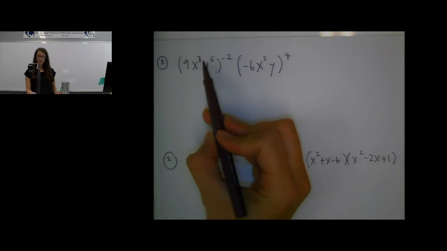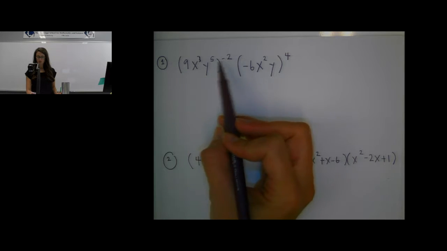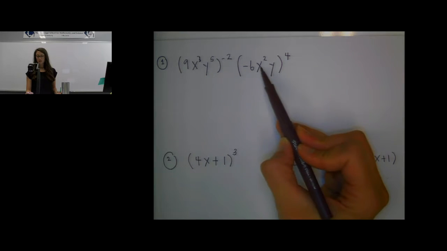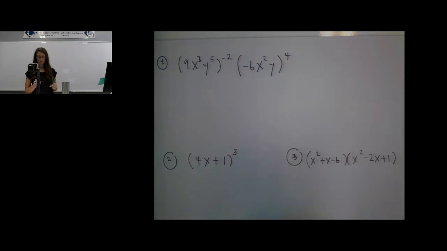So that's 9x to the third, that's a 3, sorry, y to the 5th, all of that raised to the negative 2nd power, times negative 6x squared, y to the 4th. And then I've got 4x plus 1, all of that cubed, and then I've got x squared plus x minus 6 times x squared minus 2x plus 1. Simplify this for me.